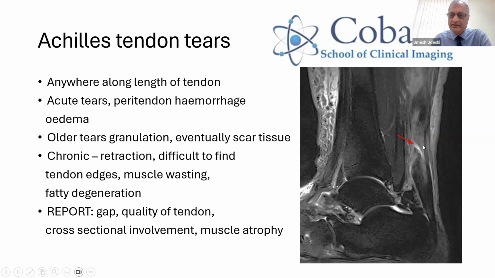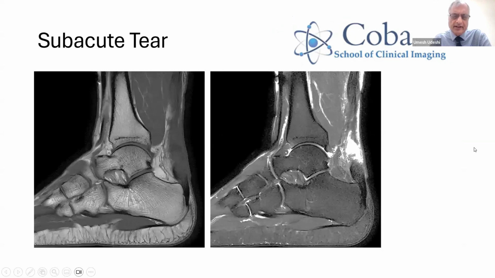The radiologist report needs to talk about how wide the gap is, the quality of the underlying tendon, the cross-sectional involvement, for example here there's quite a high cross-sectional involvement, whereas it may not always be, and whether or not there's muscle atrophy. Here's a subacute tear. I think by that we mean that the underlying tendon is abnormal, and it's a fairly recent tear within that. So it's very bright fluid signal, and there's inflammatory change around it.